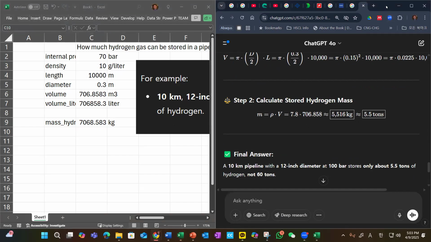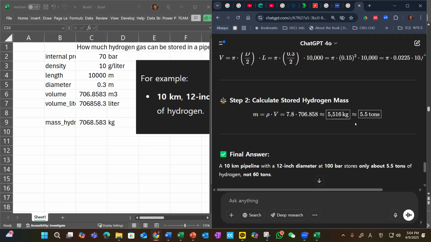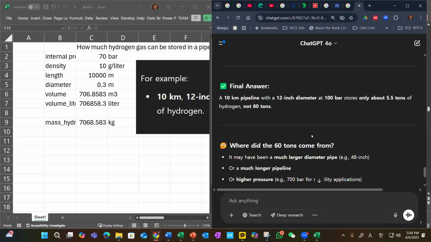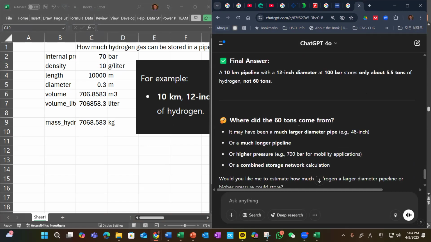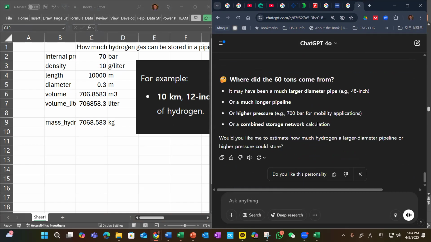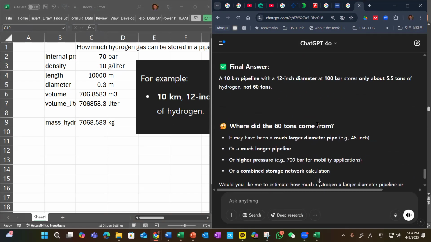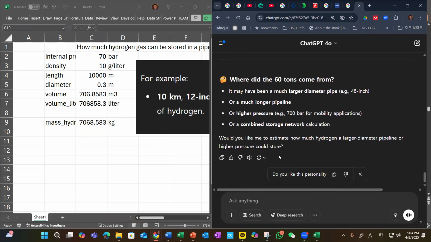Anyhow, where did the 60 tons come from? My gosh, they mentioned it now. So anyhow, they were wrong, and then they don't even know where this 6 tons comes from. Anyhow, okay, let me, where is the locations?